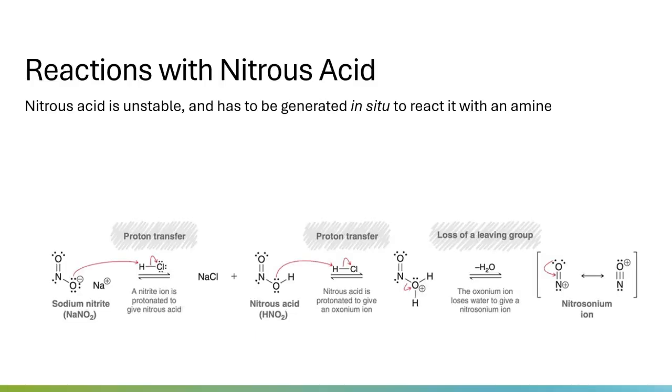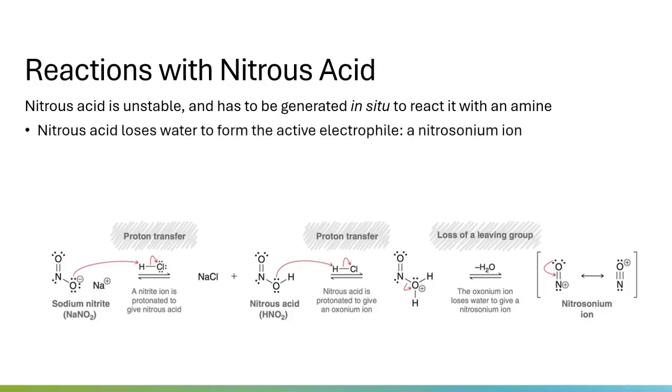Reactions with nitrous acid. Nitrous acid is unstable and has to be generated in situ to react it with an amine. Nitrous acid loses water to form the active electrophile, a nitrosonium ion. In the first step, in order to get to that point, sodium nitrite is reacted with HX, in this case hydrochloric acid, to give nitrous acid. Nitrous acid undergoes another proton transfer and the loss of water in order to form the nitrosonium ion.